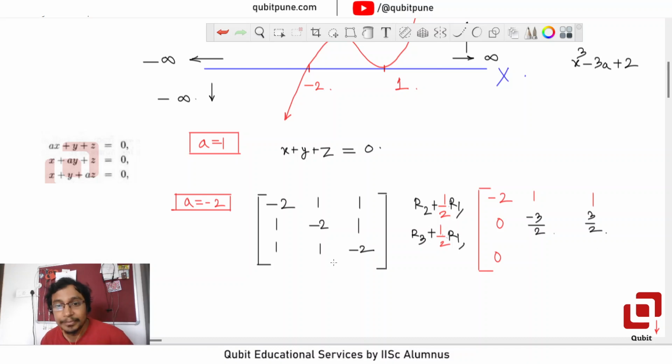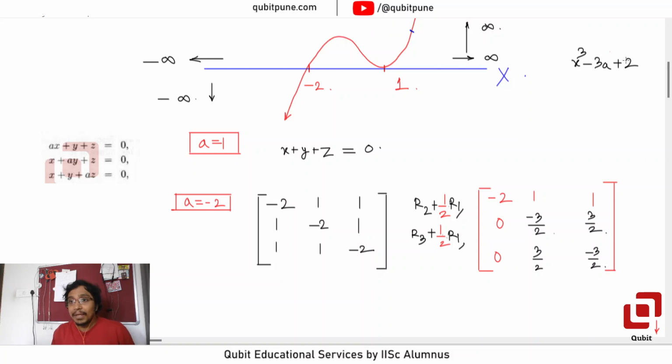Now third row, R3 plus 1 by 2, so this will be 3 by 2 and this will be -3 by 2. Now is it clear, this part? Yes, sir. Yes, clear. Okay, now look here.